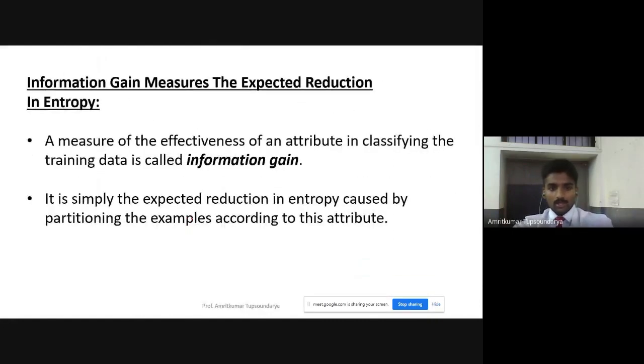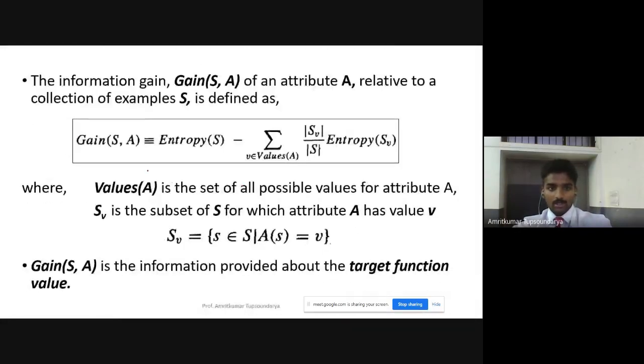And once we get the entropy, we substitute the value of that entropy to compute the information gain, right? The formula for information gain is the entropy of that particular sample space S minus the summation of the ratio of all the values and the product of that sample space. So what are these values?